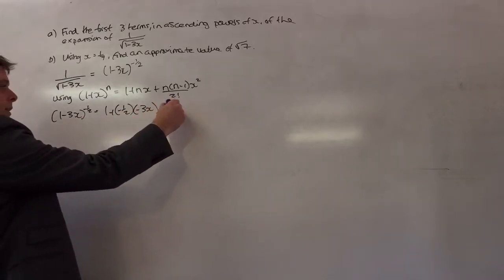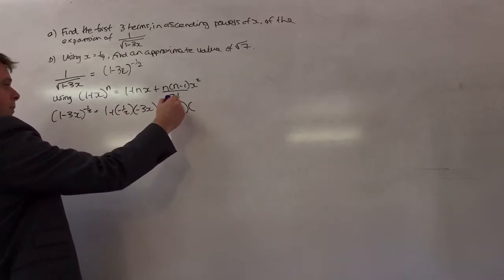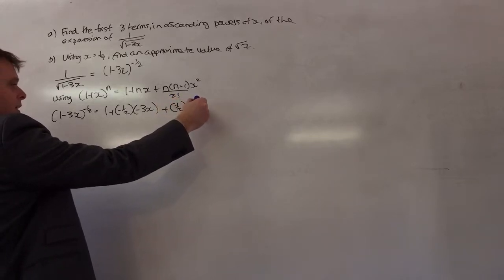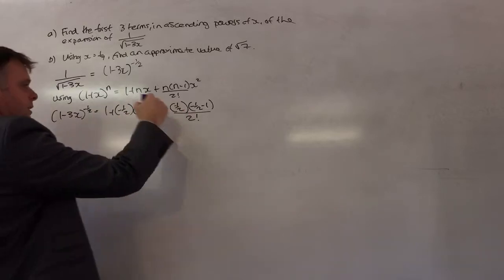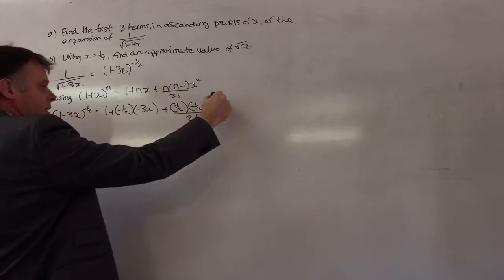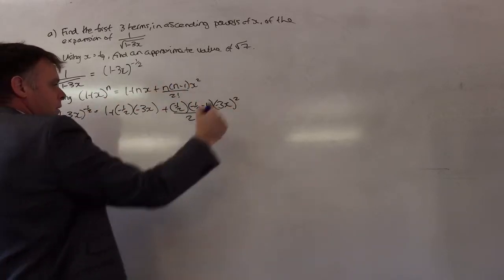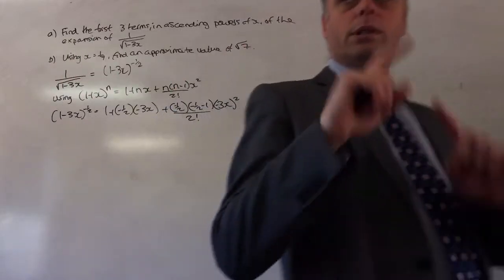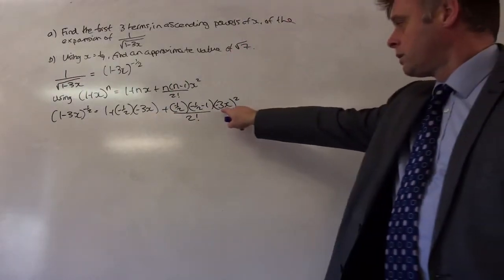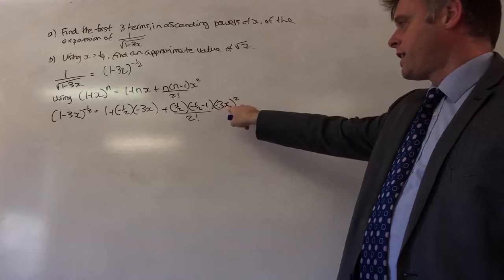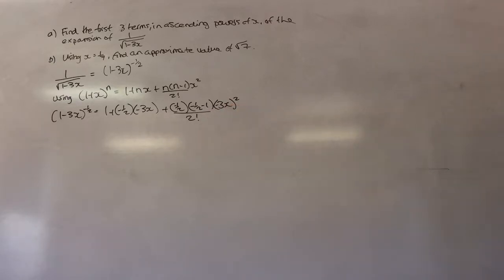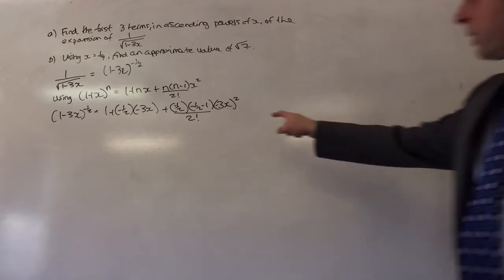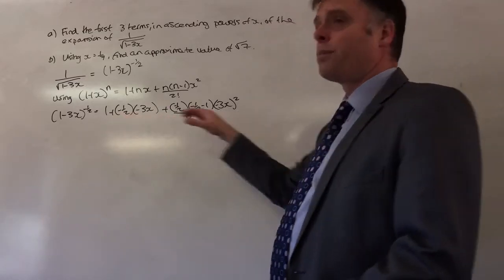The next term is going to be minus a half times minus a half, take away 1, over 2 factorial, and rather than x, we've got minus 3x, so minus 3x all squared. It's important to put those brackets in, making sure that the whole thing is squared, not just the x, but that minus 3 needs to be squared as well. That's a classic mistake to drop a few marks. And then once you've got your 3 terms, it's just a case of simplifying it.